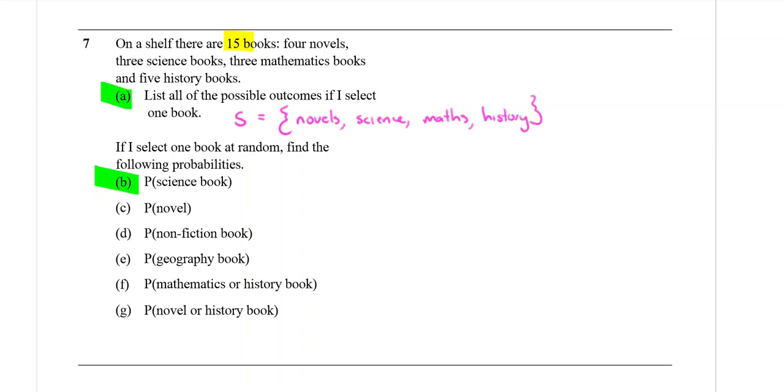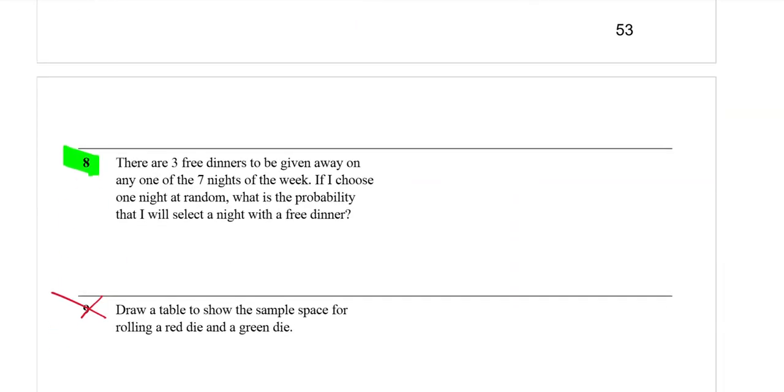In the next section, I want to find some probabilities. So the first one says probability of getting a science book. There were 15 books on this shelf, and we want to know how many science ones there are. There were 3 science books, so 3 out of 15. And then if possible, you should simplify your fractions. So dividing top and bottom by 3, we get 1 over 5. Or you can do that on your calculator.